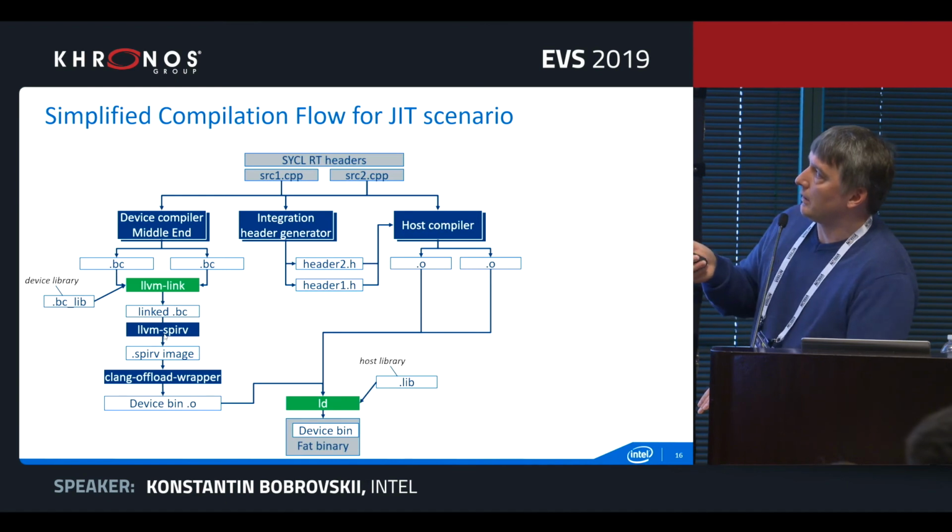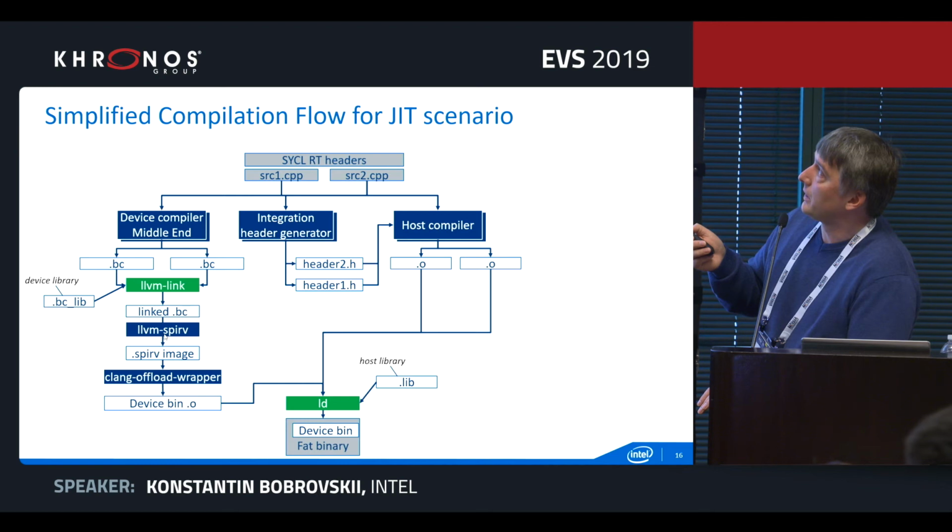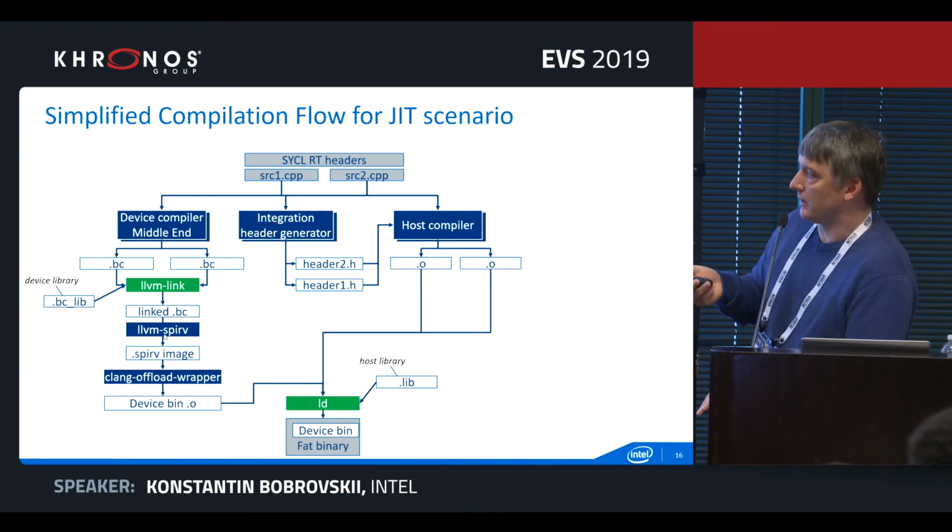So we generate two headers here, and then we have a host compile invocation, which also takes those sources, takes those headers, and produces usual host objects. After that, everything is linked together by a normal platform linker, which is LD on Linux, or the Microsoft linker on Windows. And we generate this final, what we call a fat binary.